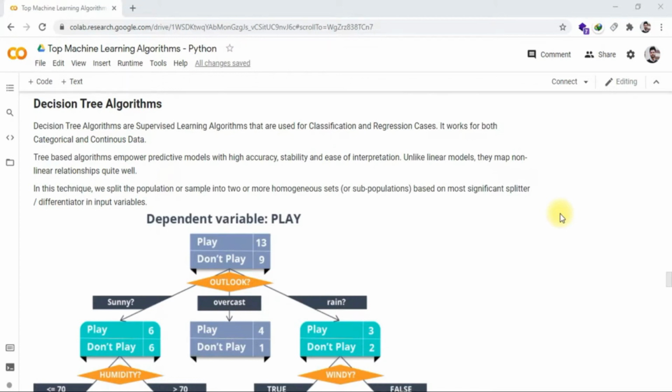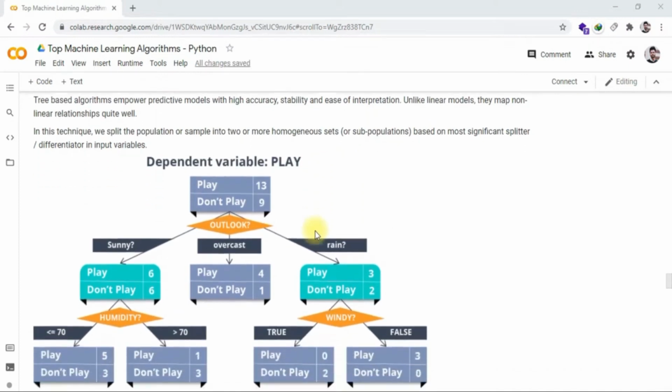Now I will tell you about the basic working of the decision tree algorithms. In this technique we split the population or sample into two homogeneous sets based on the most significant splitter in the input variable. That means we split a part of our whole data into a sample, and we perform all our techniques or functions on that sample, which will tell us which decision is best. So overall, decision trees help you to take the best decision.